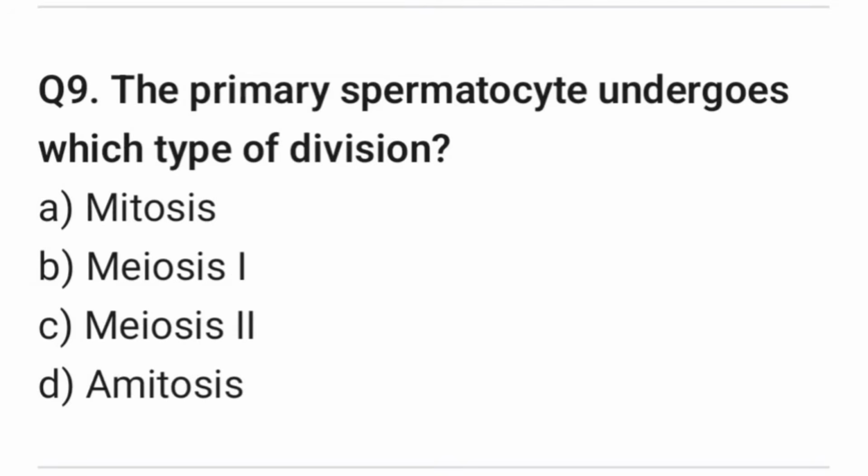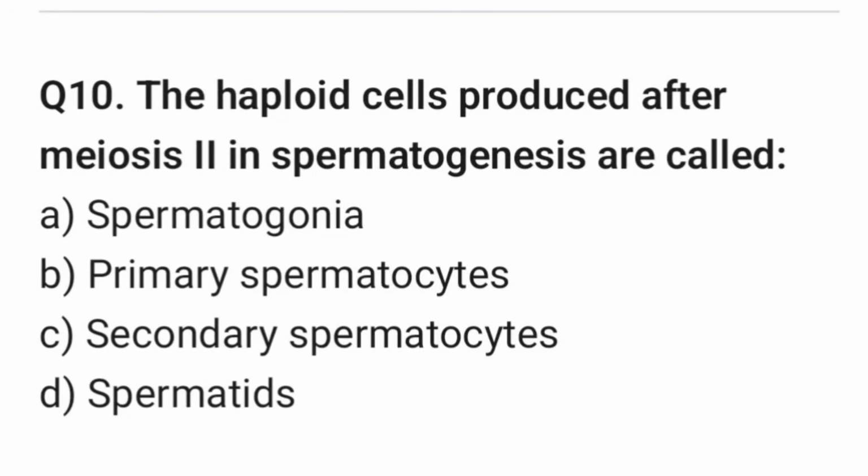Question 9. The primary spermatocyte undergoes which type of division? Right answer is option B. Meiosis 1. Question 10. The haploid cells produced after meiosis 2 in spermatogenesis are called. Right answer is option D. Spermatids.